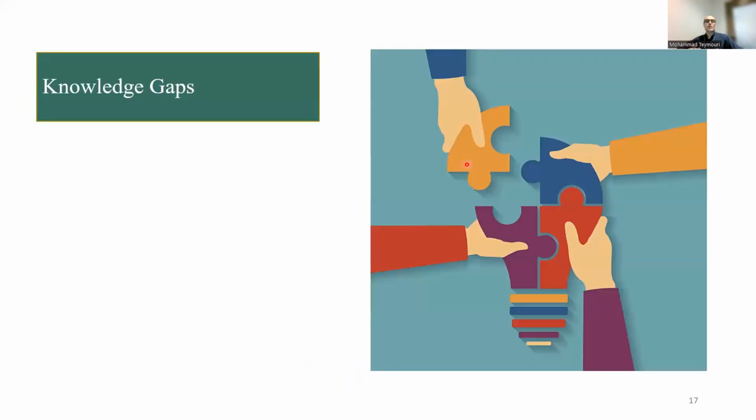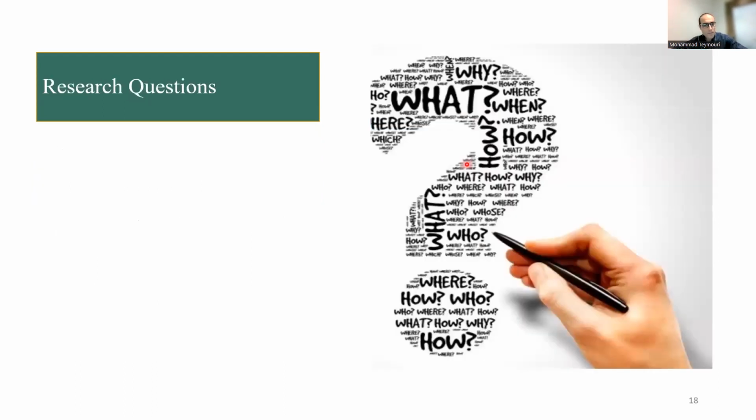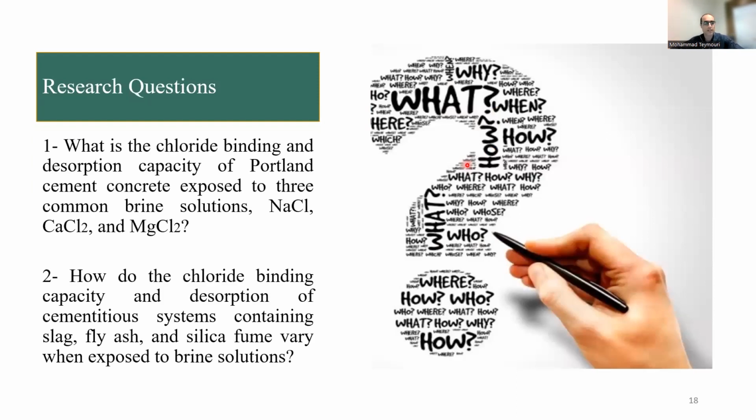So based on the literature review that we had and checking other standards, we found a couple of knowledge gaps. I want to focus on the first one: we don't know what is going on when the pH changes, and we actually have no idea about the chloride desorption mechanisms in Portland cement, and when we incorporate, for example, supplementary cementitious materials like slag. With that, we had a research question: let's say we have different types of brine solutions and different supplementary cementitious materials. What happens to the chloride binding first, and then what happens to the chloride desorption after that?